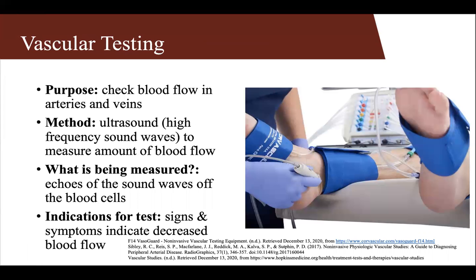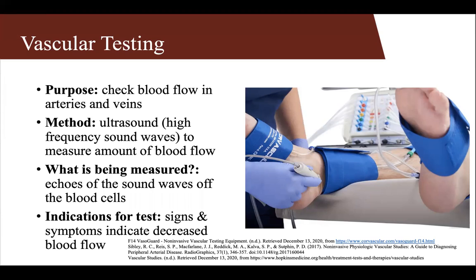One type of testing that's done on blood vessels is known as vascular testing. Vascular testing is done to check blood flow in arteries or veins. This is done using an ultrasound machine that passes high-frequency sound waves into the region in order to measure the amount of blood flow occurring there. The blood flow in the vessels is measured as the echoes of the sound waves off of the blood cells. This test is done if a patient has signs and symptoms that indicate decreased blood flow to a region, such as leg pain or weakness during exertion, swelling of the area, soreness, tenderness, redness, or warmth, or oppositely, pale and cool skin, numbness, or tingling.